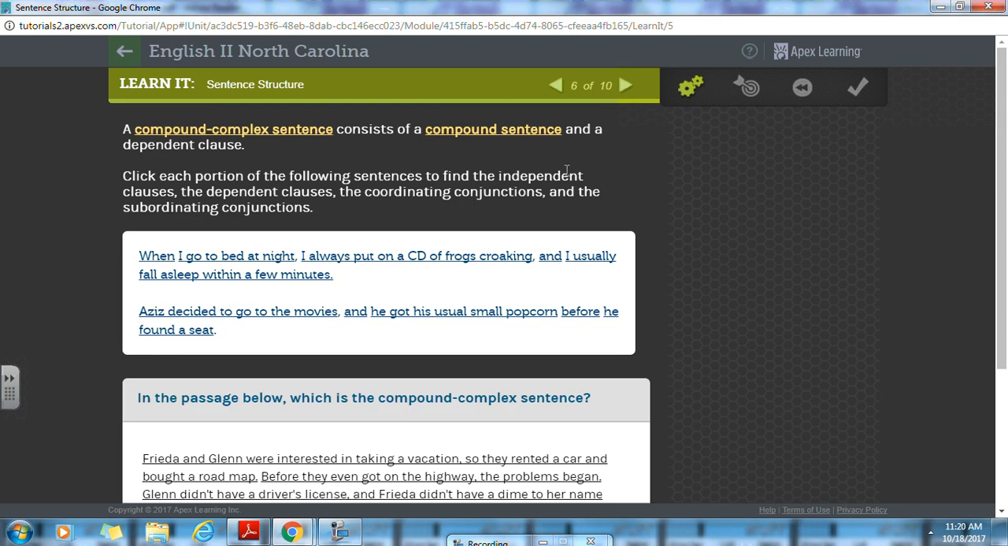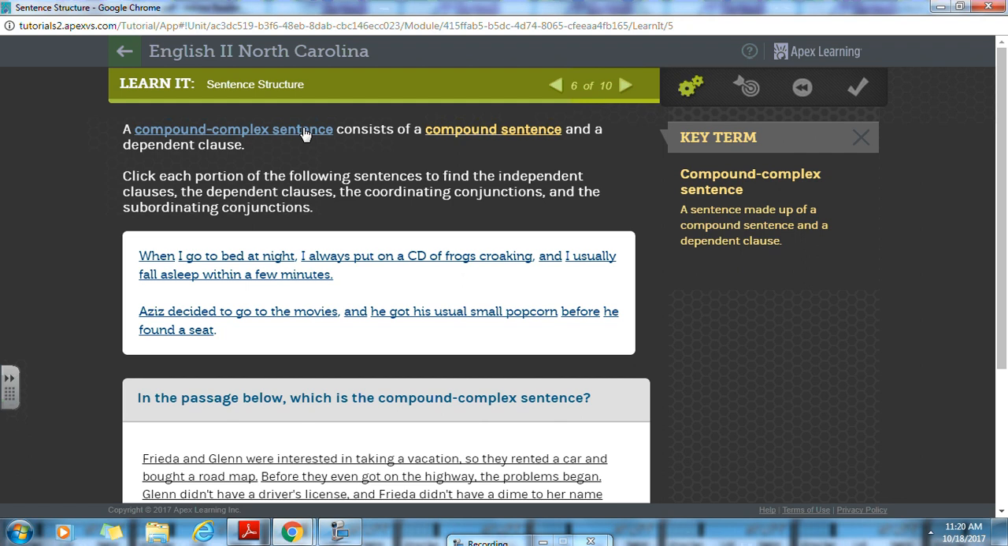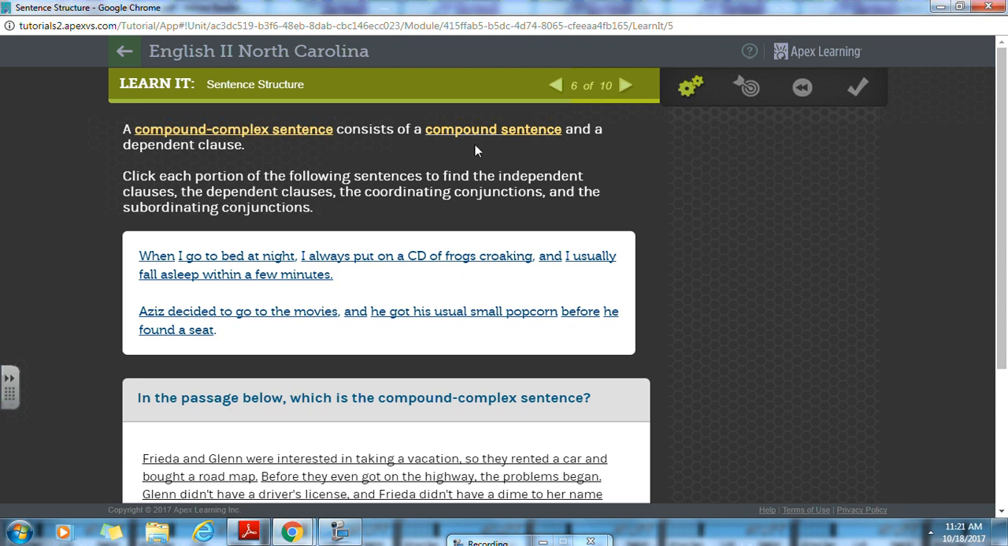The last type of sentence is a compound complex sentence. It's a sentence that's literally made up of both sentence types, a compound sentence and a complex sentence. So essentially, a compound complex sentence has one full compound sentence and then an incomplete thought, aka a dependent clause.